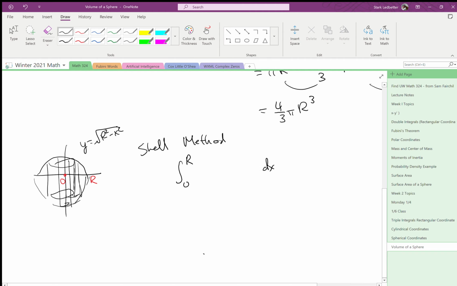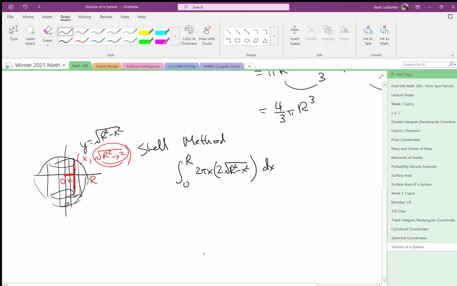So x comma root r squared minus x squared. The height of the cylinder is double that value. So we're multiplying by 2 root r squared minus x squared. Okay, and then we just need to integrate that. We'll do that quickly. This is a quick u substitution.